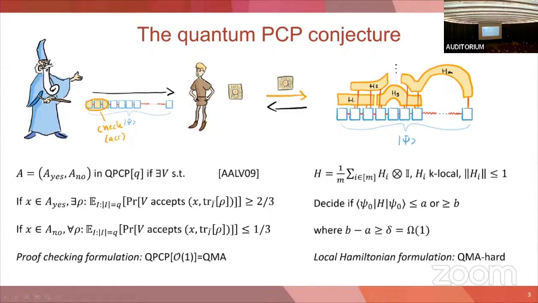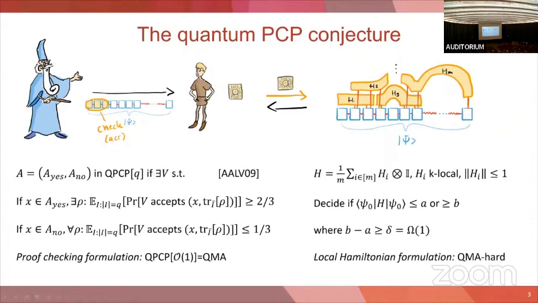But now onto the reductions. Again, from the local Hamiltonian problem to the class QPCP, there's a normal classical polynomial time reduction. But in the other direction, I've made a golden arrow because you only know so far that this can be done through a quantum reduction.